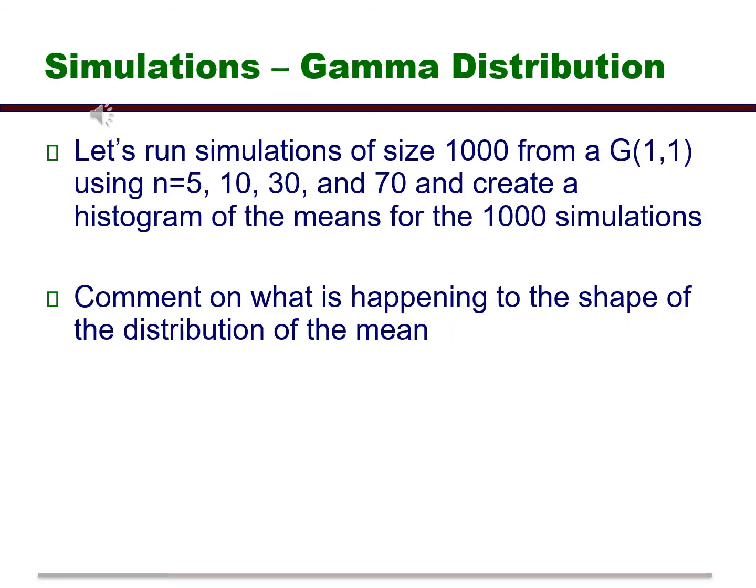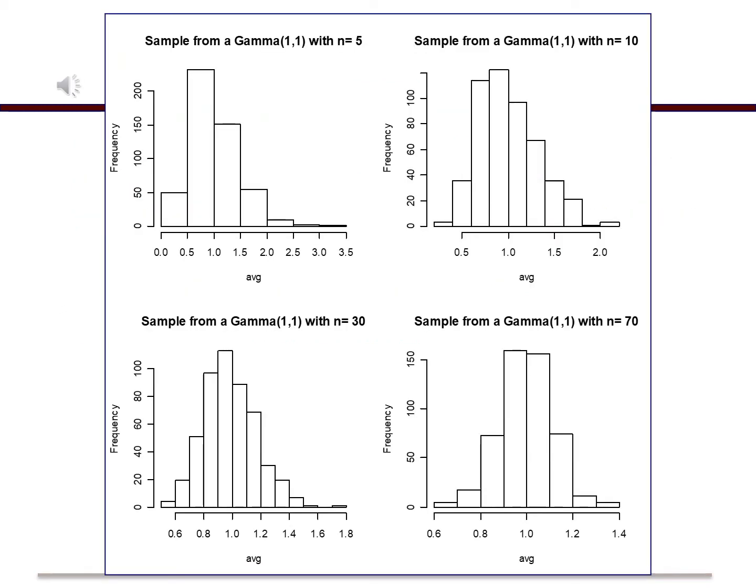Let's look at some simulations with a skewed distribution. We will use the gamma distribution with parameters alpha equal to 1 and beta equal to 1. We will create simulations of size 1000 sample means with sample sizes of n equal to 5, n equal to 10, n equal to 30, and n equal to 70. Let's see what happens to the shapes of these distributions. Here are the plots. You can see that as the sample size gets larger, the shape of the distribution becomes more bell-shaped.